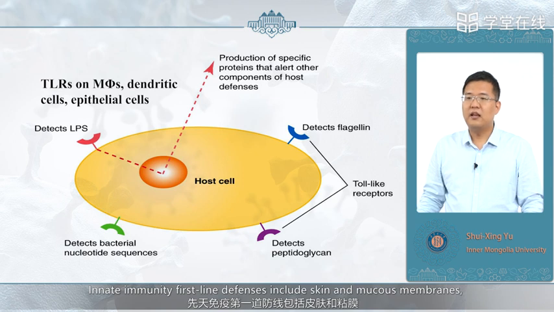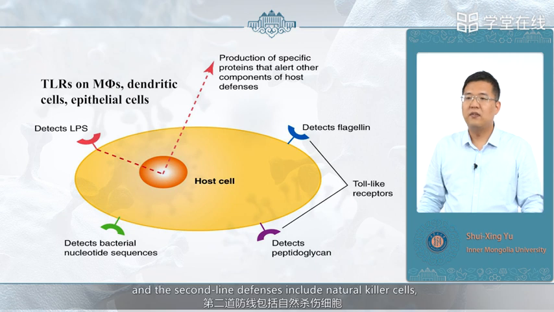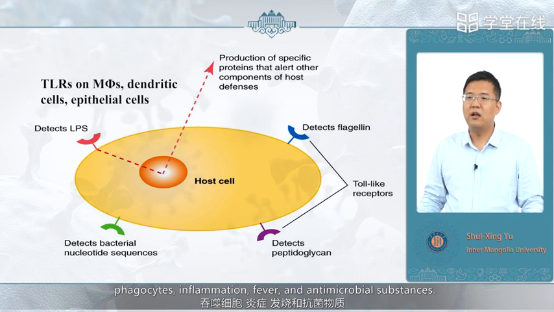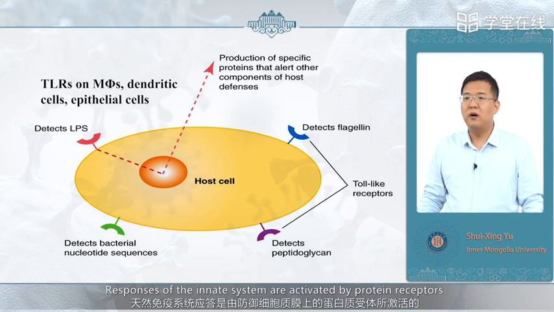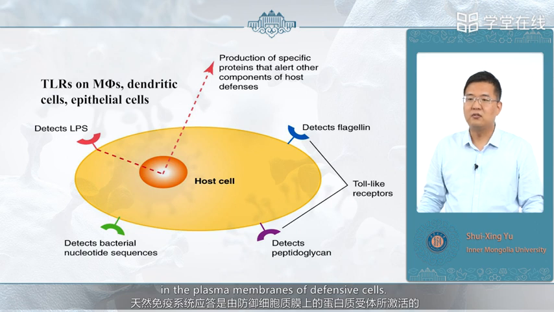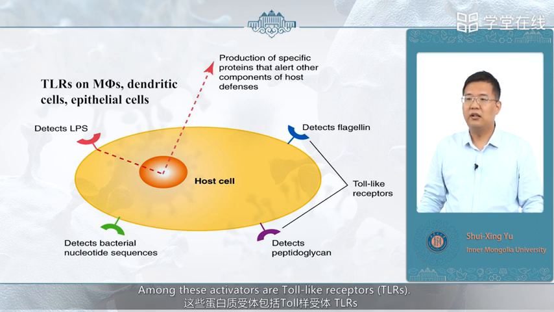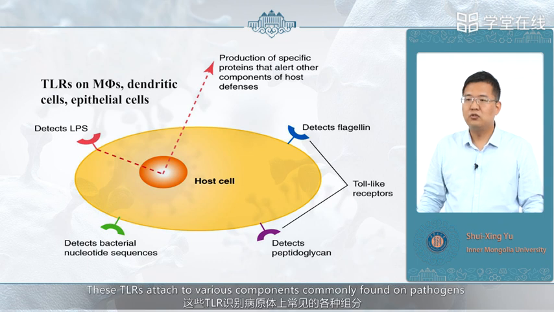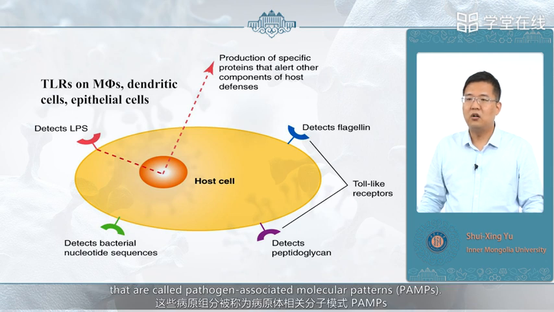Innate immunity's first-line defense includes skin and mucous membranes, and the second-line defense includes natural killer cells, phagocytes, inflammation, fever, and antimicrobial substances. Responses of the innate system are activated by protein receptors in the plasma membranes of host cells. Among these activators are toll-like receptors. These TLRs attend to various compounds commonly found on pathogens that are called pathogen-associated molecular patterns, PAMPs.